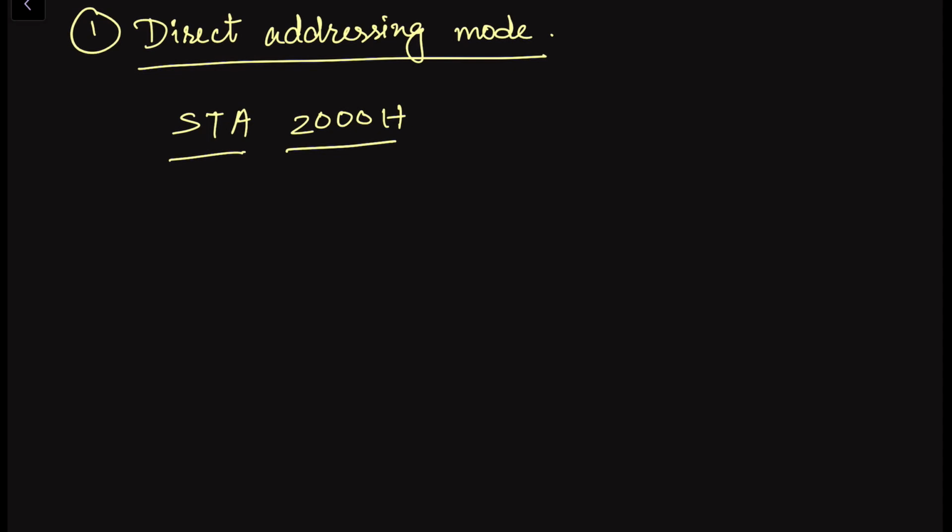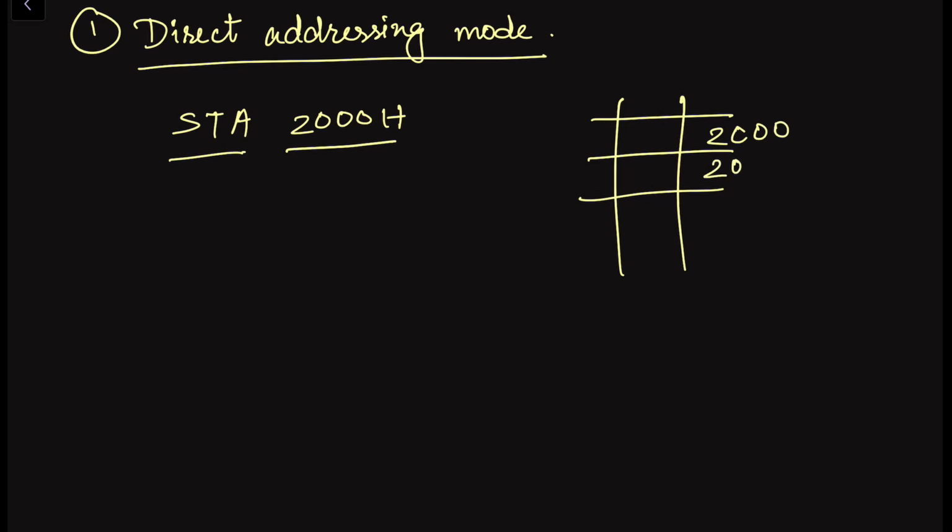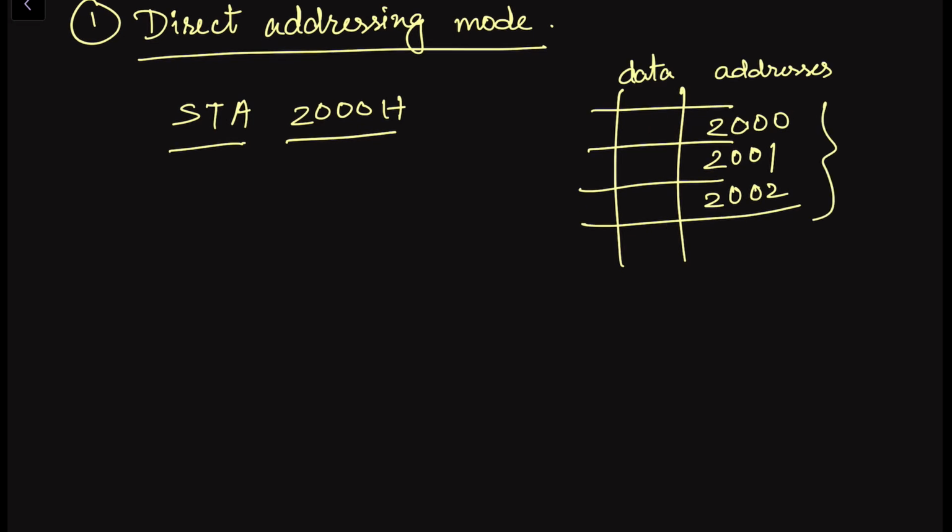Suppose we have a stack of memory like this. Suppose the addresses are 2000, 2001, 2002. In this way we will have the memory addresses, and each of these memory addresses holds some data. So these are the addresses, 2000, 2001, 2002, and these are the data available in these addresses, and this address is given in the instruction.